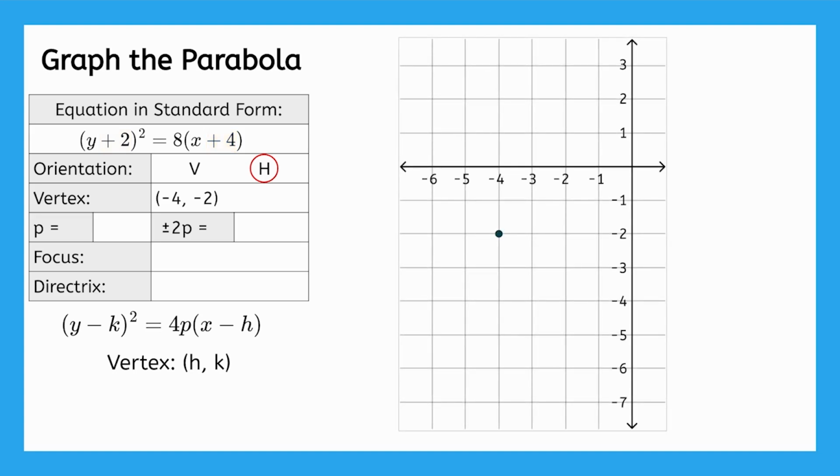As you graph this parabola on your own, remember that when you find p, if p is positive, count to the right to plot the focus. If p is negative, the focus will instead be left of the vertex in the negative direction. Finish graphing this parabola in your guided notes without using any graphing software.